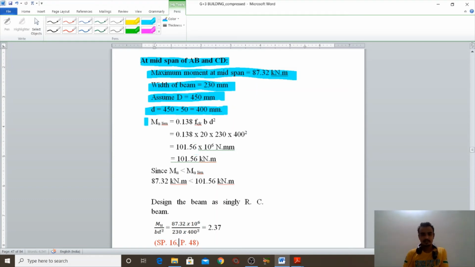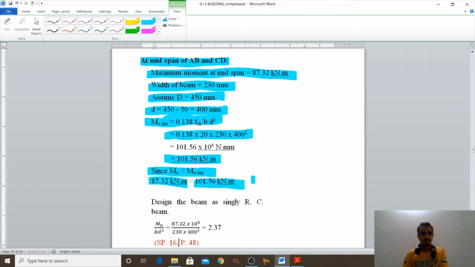Then we have to find out Mu limit, 0.138 fck bd square. 0.138 into 20 into 230 into 400 whole square. By this equation we can find out moment limit 101.56 kilonewton meter. This is the moment limit. Here is moment 87.32 and moment limit is 101.56.